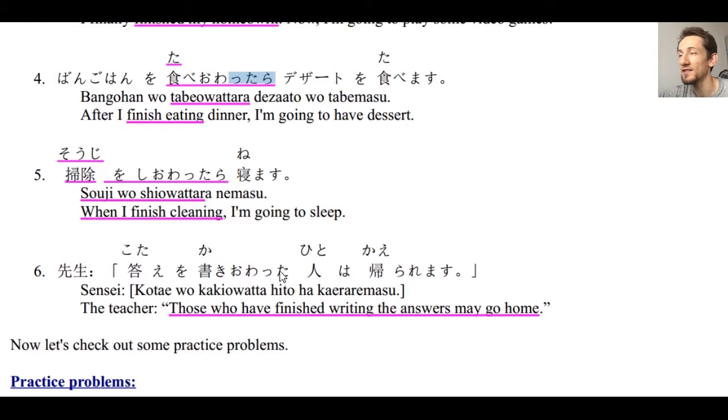So we have kaki owatta. So we have the past tense, the casual past tense, and it's modifying hito. We have 書き終わった人. So the people who have finished writing, 帰られます, may go home, can go home. And that's it.